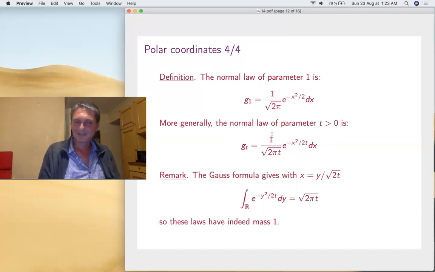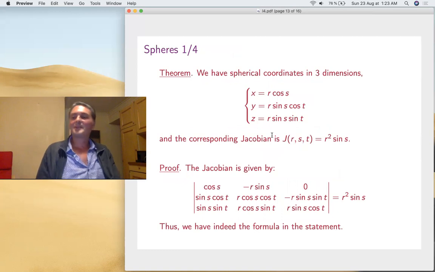I mean, probability theory actually needs linear algebra in order to get started, right? So for doing probability, you need the Gaussian law. For Gaussian law, you need the Gaussian integral. For Gaussian integral, you need polar coordinates, and for polar coordinates, you need linear algebra, the Jacobian. Quite nice. Now, let's talk also about spherical coordinates now. So it's 3 dimensions.